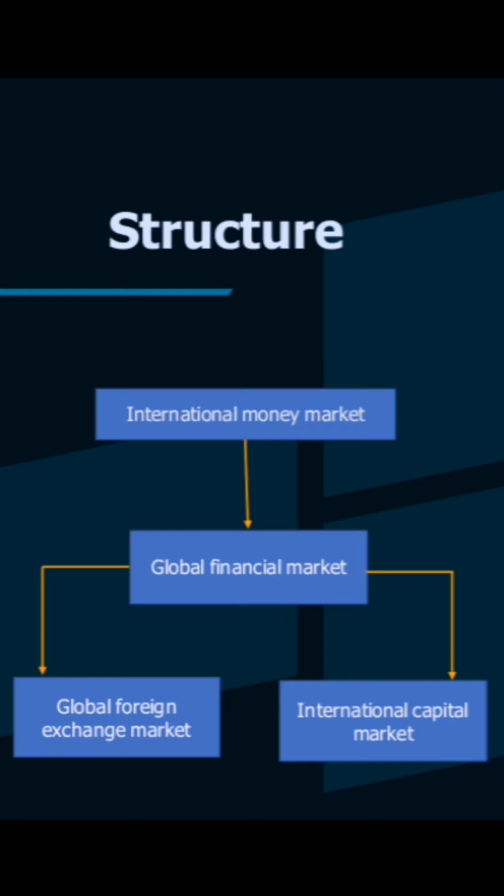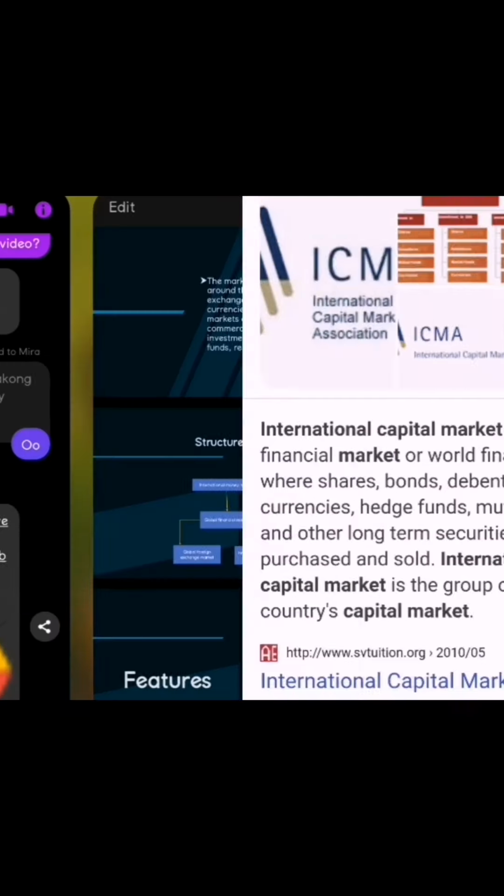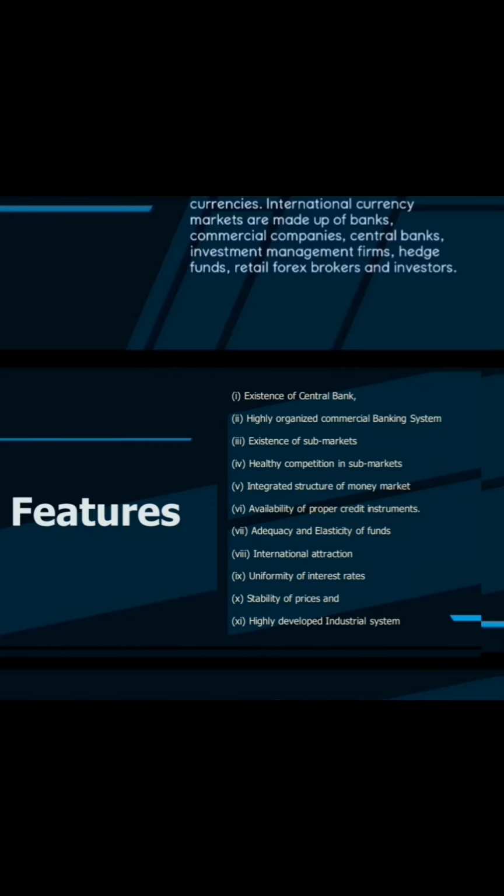And last but not least is the international capital market, that financial market or world financial center where shares, bonds, debentures, currencies, hedge funds, mutual funds, and other long-term securities are purchased and sold. The international capital market is the group of different countries' capital markets. So that's the structure of the international money market.